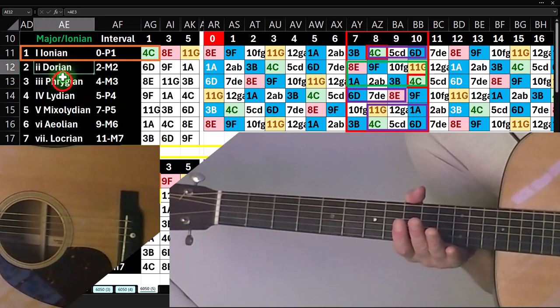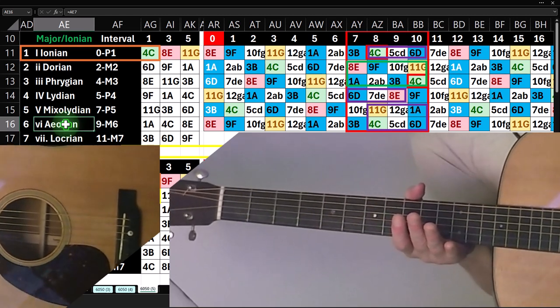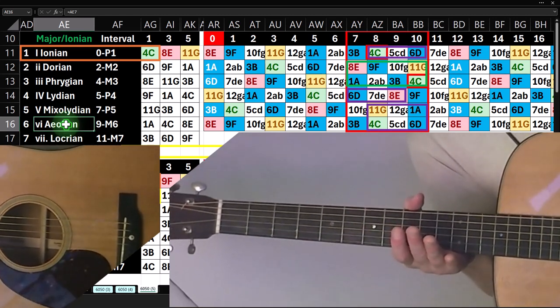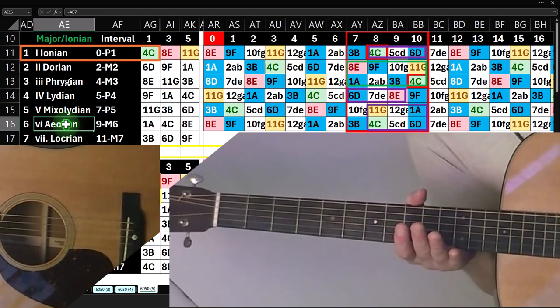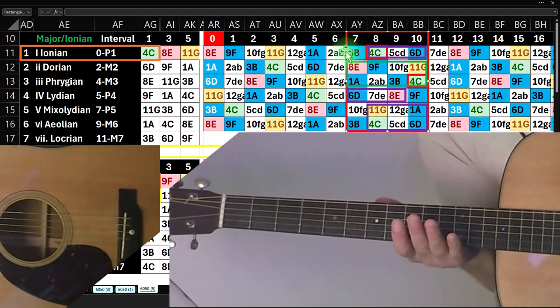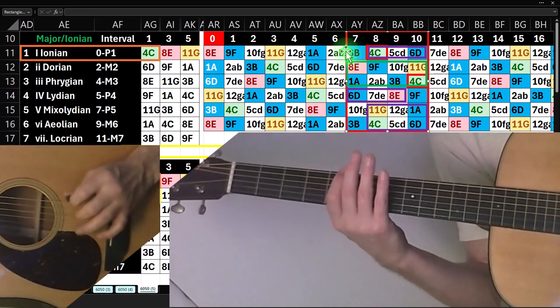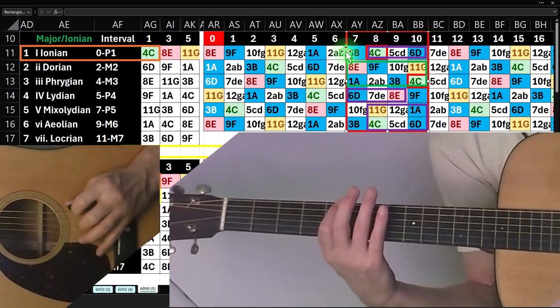When we look at the minor modes, we will typically compare them to the main minor, which is what I would call mode number six, the Aeolian mode. Okay, so we're on position number two, and I'm naming my naming conventions different ways here. A lot of people call it position number two because I call this position number one.